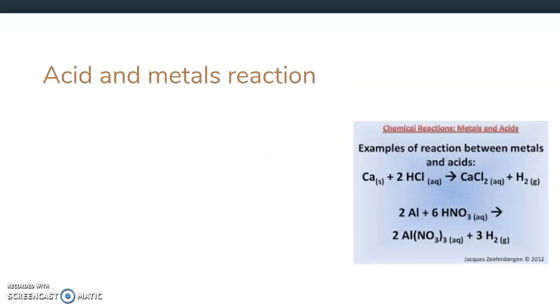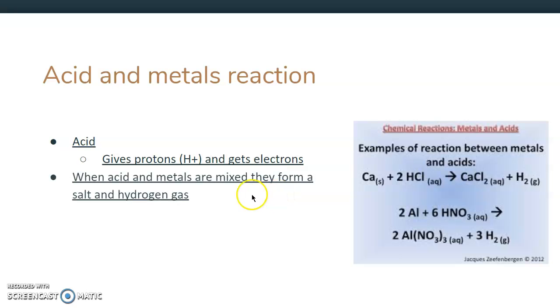Our second type of reaction is acids with metals. So I thought it would be important to define an acid, which is something that gives protons and gets electrons. So acids like to give up an H plus, and it will take electrons from the other molecule or compound. So when an acid and metals are mixed, they form a salt and hydrogen gas.